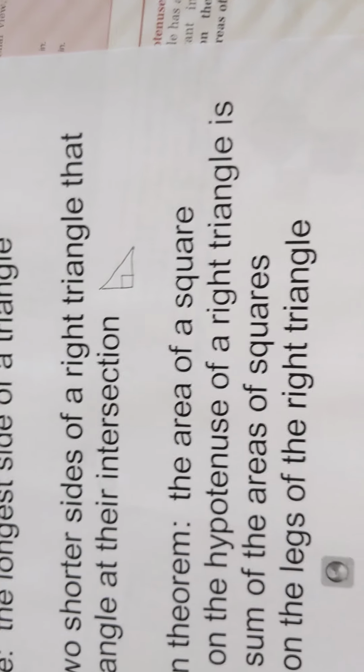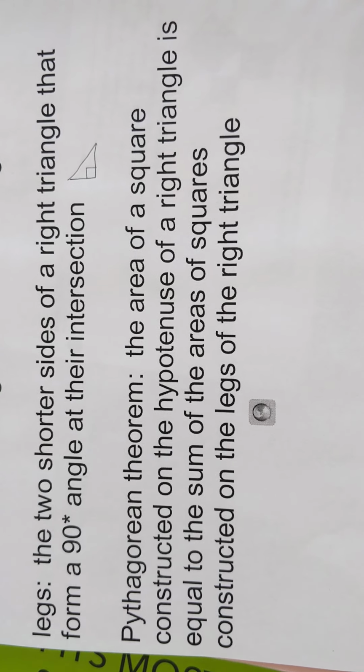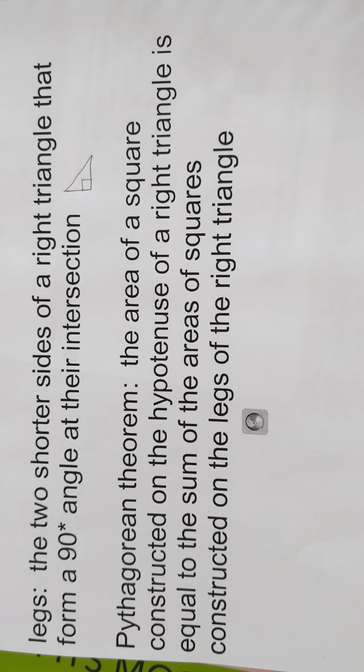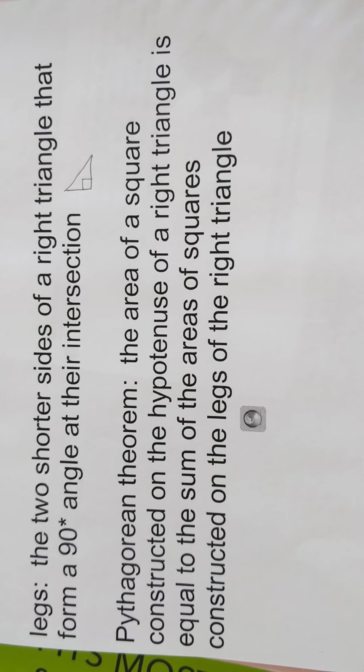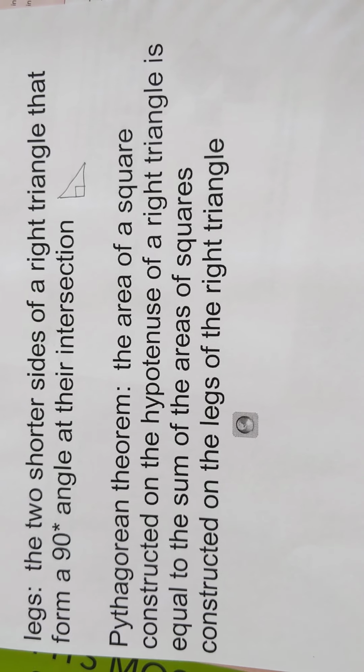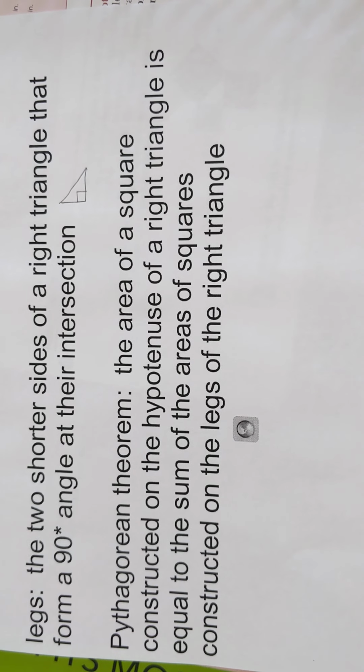So we have a property called the Pythagorean theorem. This says that the area of a square that is constructed on the hypotenuse of a right triangle is equal to the sum of the areas of squares constructed on the legs of the right triangle.